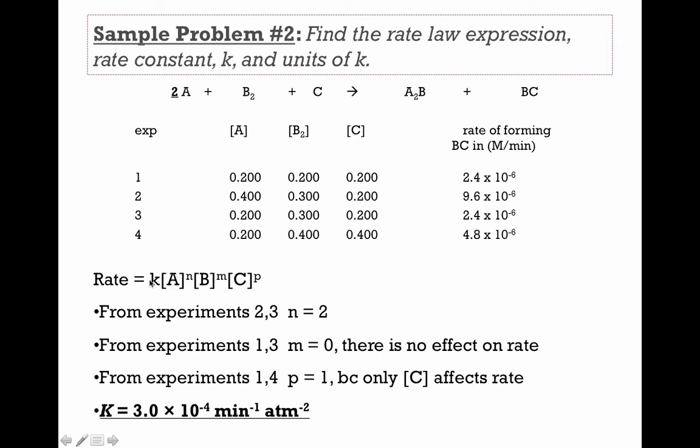These are both doubled, but only C affects the rate. So C is going to be a first order reaction. So the way you would write that is k times the concentration of A to the second, B to the 0, which you can eliminate, and C to the first. And then we're going to solve for k, and you should get 3 times 10 to the negative fourth.